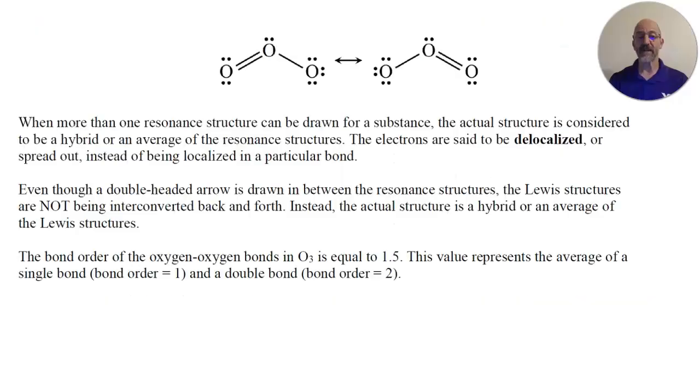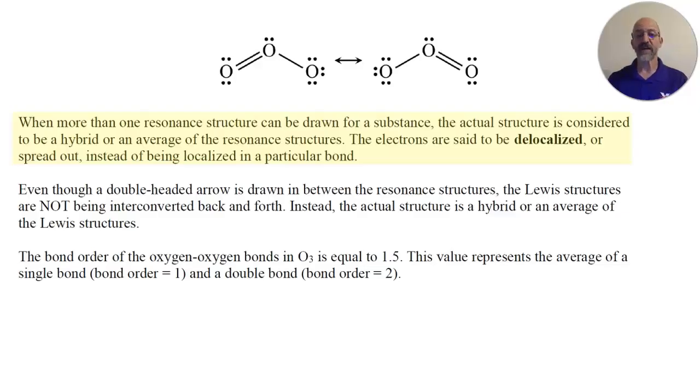Topic 2.6 involves the concept of resonance as well as formal charge. So on this slide, this was one of the molecules that I discussed in that video. This is ozone, which has the chemical formula O3, and it can be drawn with a double bond and a single bond in the Lewis diagram. But each of these Lewis diagrams is actually correct, and when more than one resonance structure can be drawn for a substance, the actual structure of the molecule or the polyatomic ion is considered to be a hybrid or an average of the resonance structures.